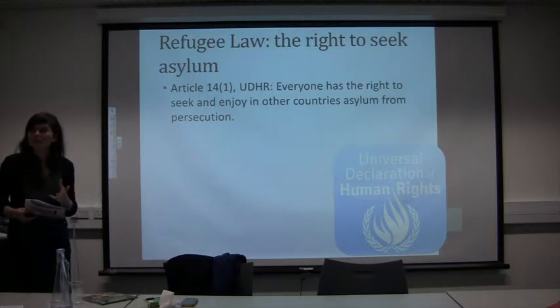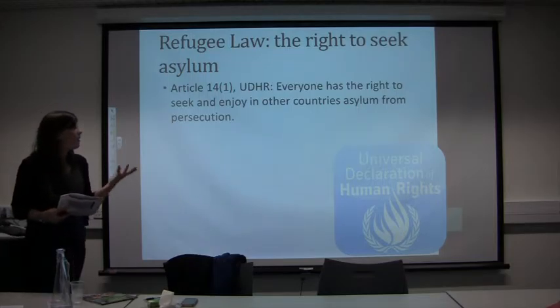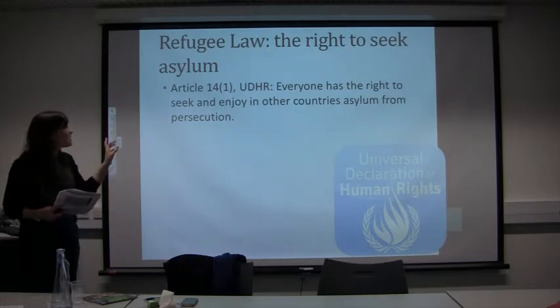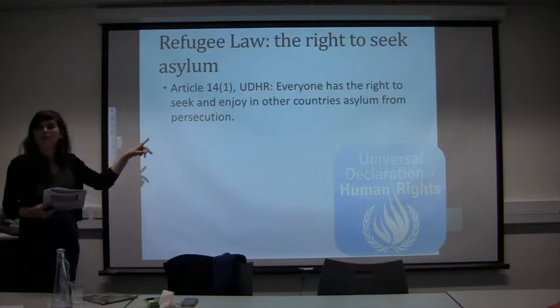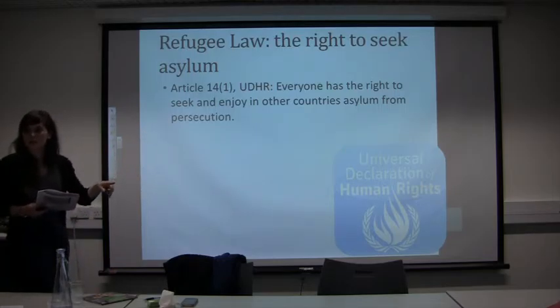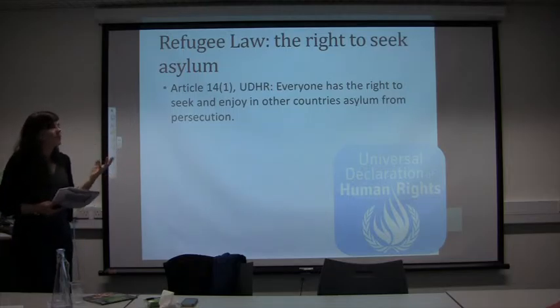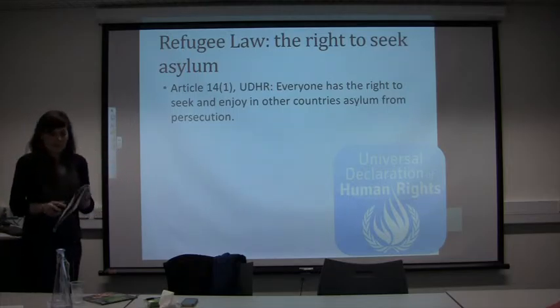And the most recent declaration of the international community on this issue, the Vienna Declaration, reiterates Article 14, Paragraph 1 of the Universal Declaration without going any further. So basically, there's no right to be granted asylum in international law.